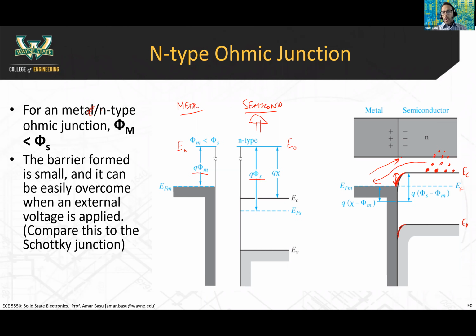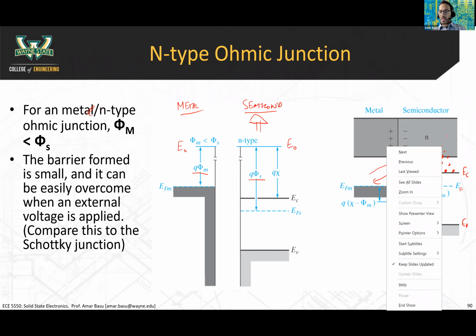So in an n-type ohmic junction, the holes aren't really doing all that much. There are very few holes in an n-type semiconductor. So the thing that we want to pay attention to is happening with the electrons here.